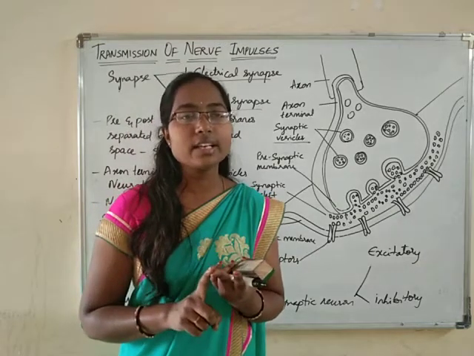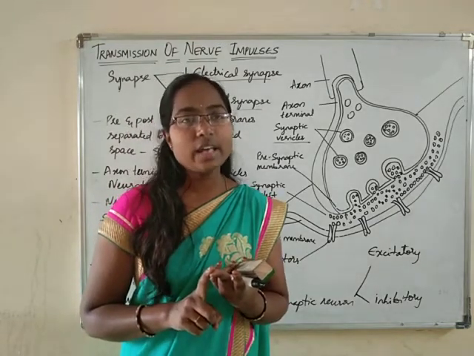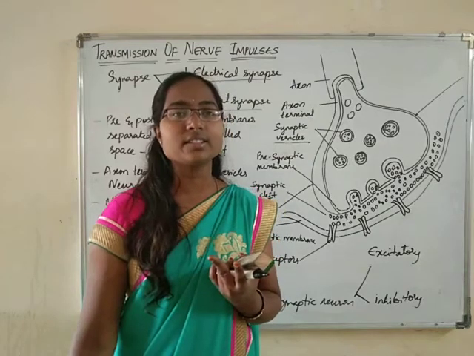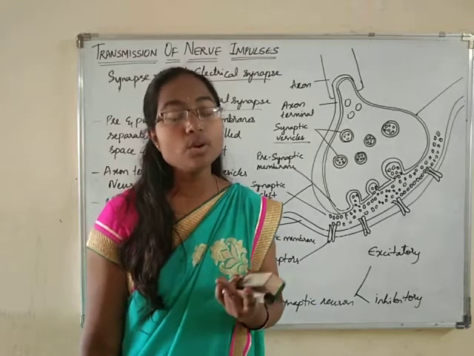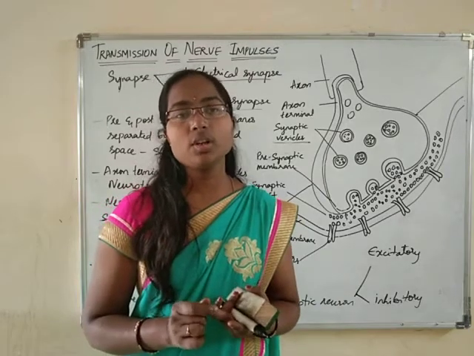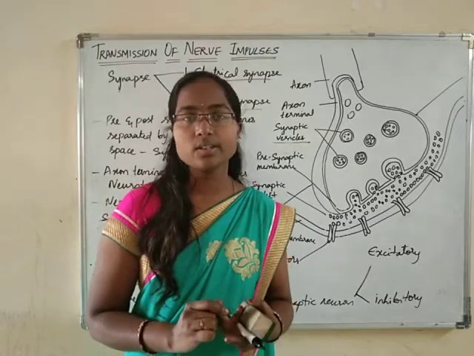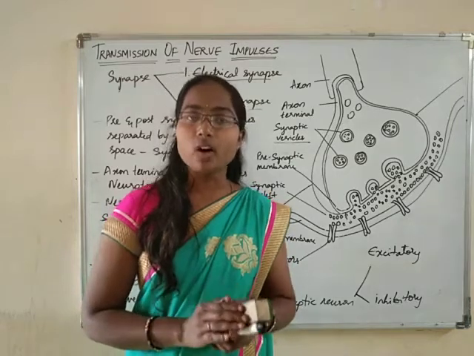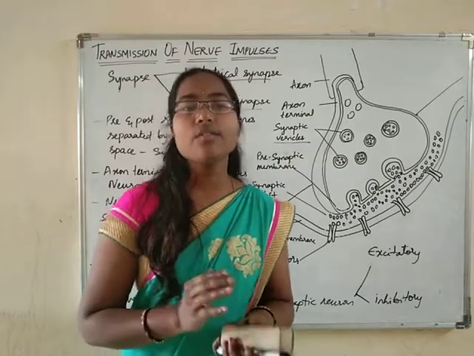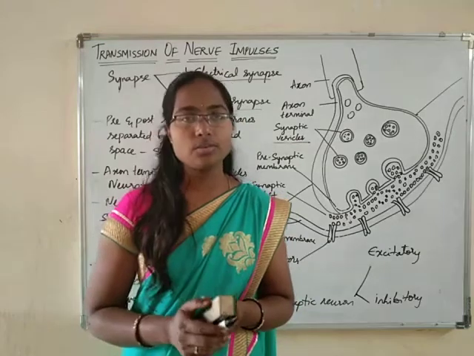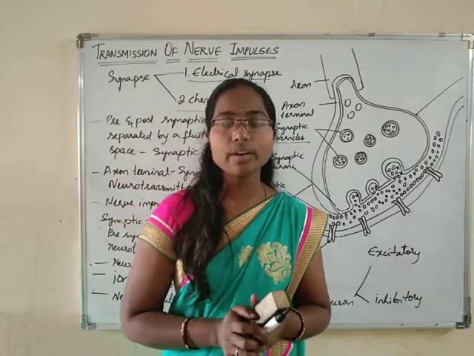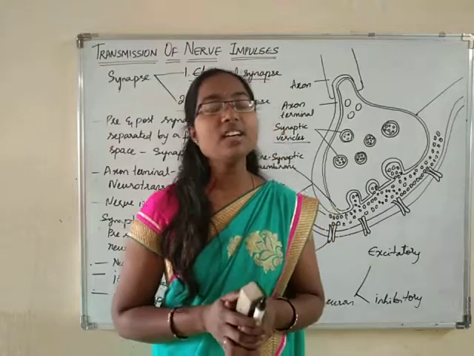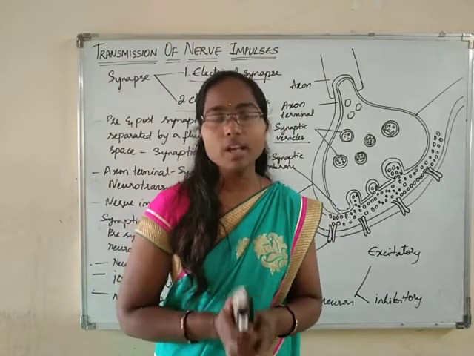Coming to the chemical synapse, we have studied that in chemical synapses, the transmission of the impulses is due to the chemical signaling molecules called neurotransmitters. Neurotransmitters cause the transmission of the impulses from one neuron to the next, from the presynaptic neuron to the postsynaptic neuron. Okay, this is all about the transmission of nerve impulse.